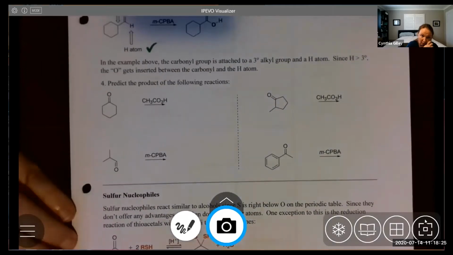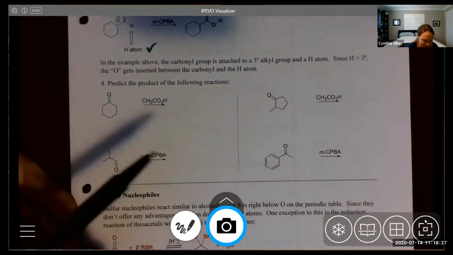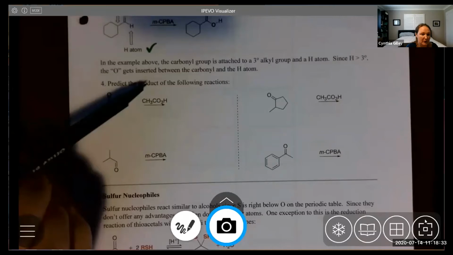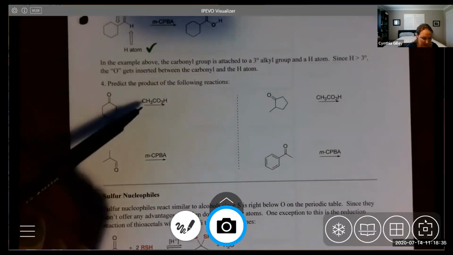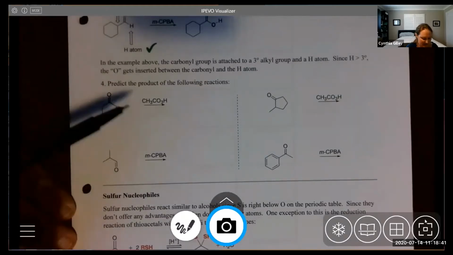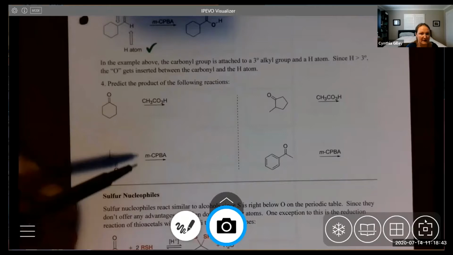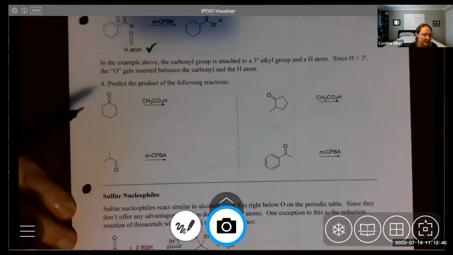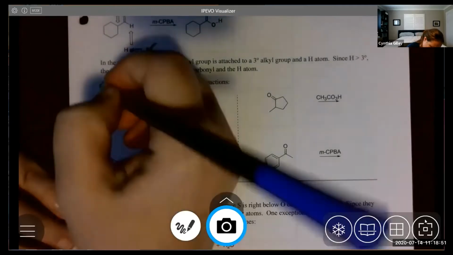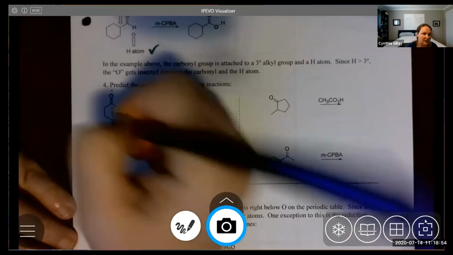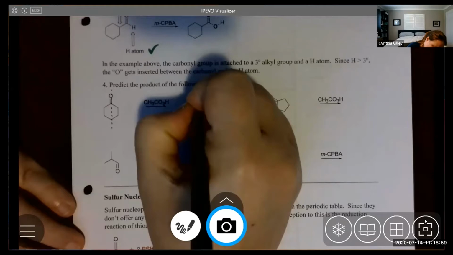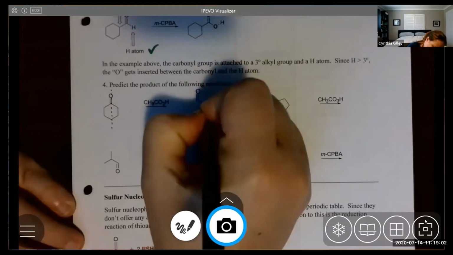Okay, and just note how sometimes he writes mCPBA, sometimes he writes other peroxybenzoic acids, like a methyl peroxybenzoic acid. Remember that those are just equivalent. This is the most common peroxybenzoic acid used. In this particular case, we have a symmetry. So this is symmetrical, so it doesn't really matter which carbon-carbon bond you insert the oxygen in. But we are going to expand the ring.